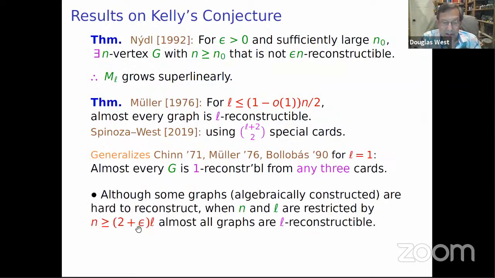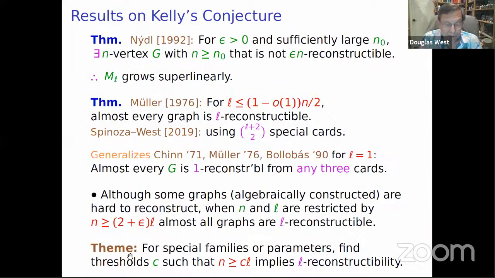So I will tell you some about how to do this, but what does it mean in terms of these thresholds? Well, some graphs that Euler constructed algebraically are hard to reconstruct, but when n is restricted to growing at least twice L, then almost all graphs will be L reconstructible. Okay. So how do we go about doing this? The theme in this subject is that we can't prove this threshold of 2L for all graphs, or even any linear threshold, but for special families or special parameters of the graph, we can seek thresholds so that n growing at least linearly in L will imply that that family is L reconstructible.